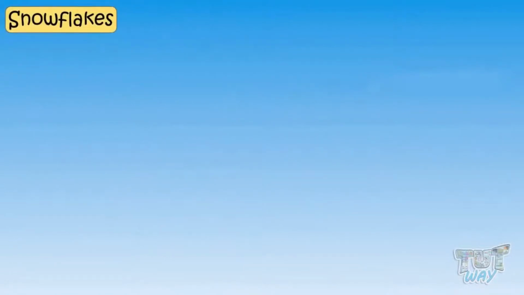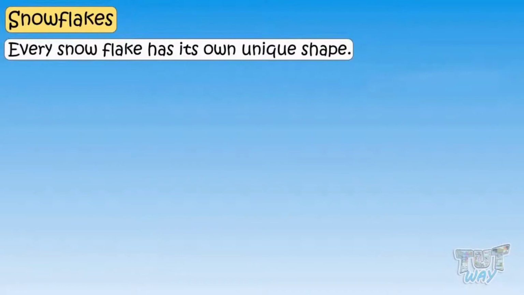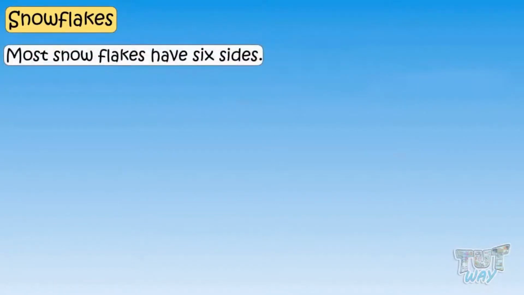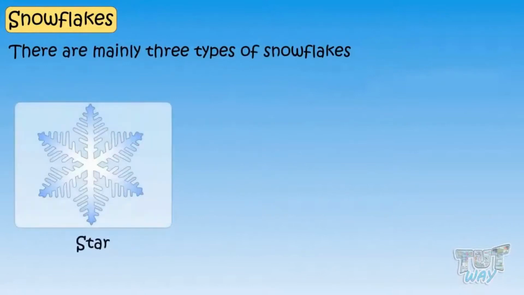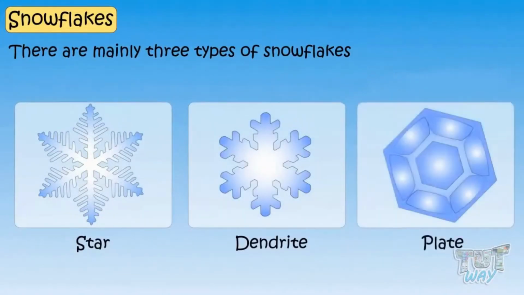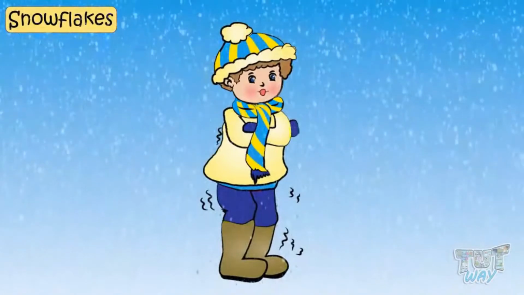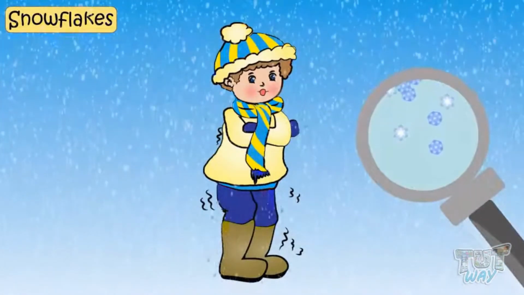If you look closely at snowflakes, you will see very beautiful formations. Each and every snowflake has a unique shape. No 2 snowflakes are alike. Most snowflakes have 6 sides. There are mainly 3 types of snowflakes known as star, dendrite, and plate. Next time you see fluffy snowflakes drifting down from the sky, don't forget to take a closer look at them.